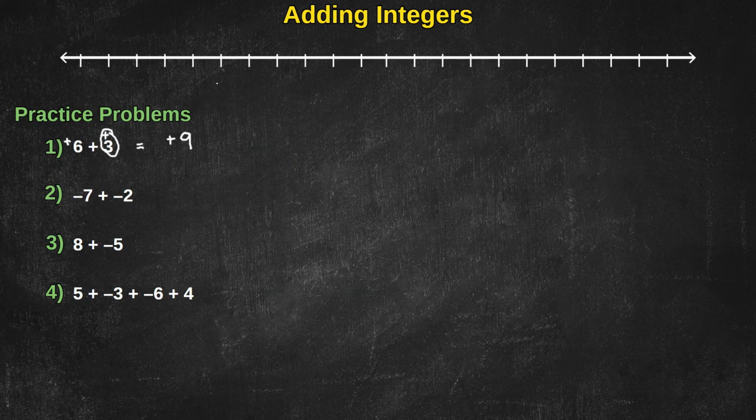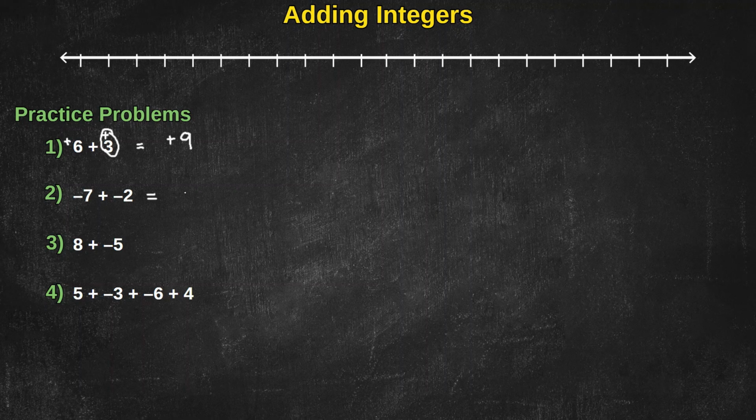Go ahead and simply write 6 anywhere you'd like to. Now, positive 3. Because 3 is positive, we need to move 3 digits towards the right. 1, 2, 3. We will have 7, 8, 9. As you see, this answer is correct. So 6 plus 3 is 9. Now, let's go ahead and let's practice problem number 2. Negative 7 plus negative 2.